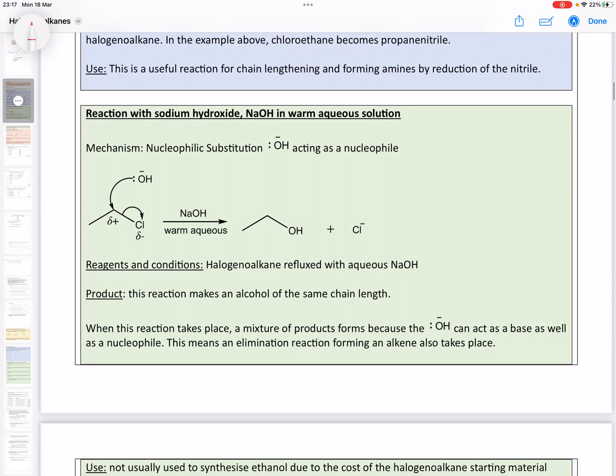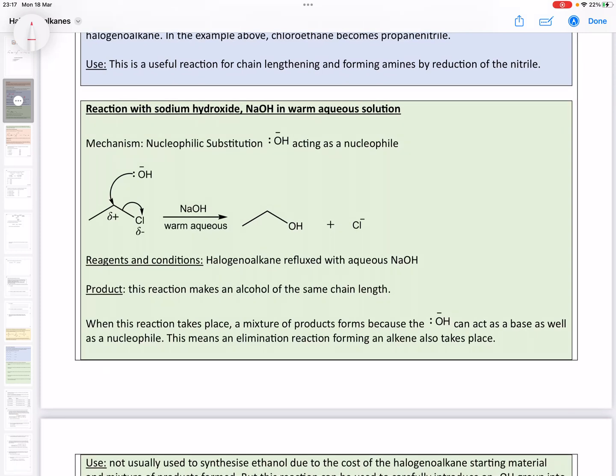A very similar reaction can occur between the delta positive carbon of the chloroethane, and in this case we've got the hydroxide ion acting as our nucleophile. As previously, it has to have a lone pair and it carries a negative charge, which it doesn't have to have, but that helps with the attraction towards the delta positive carbon atom.